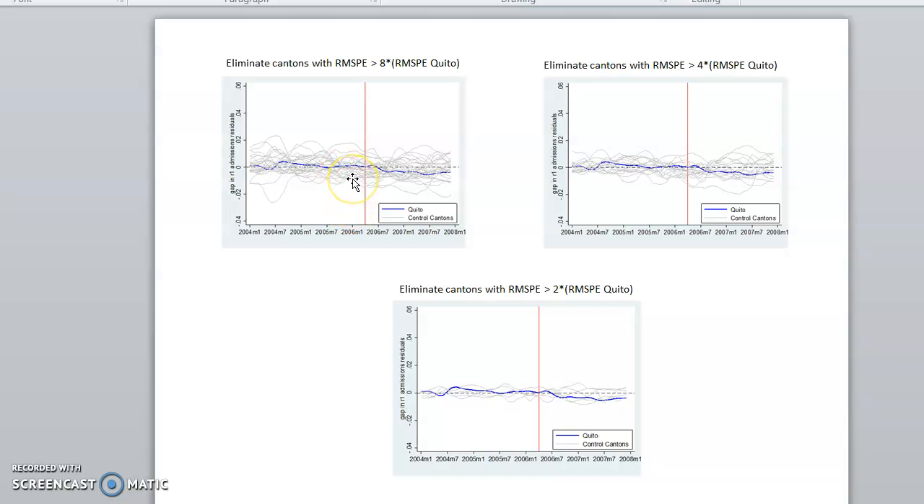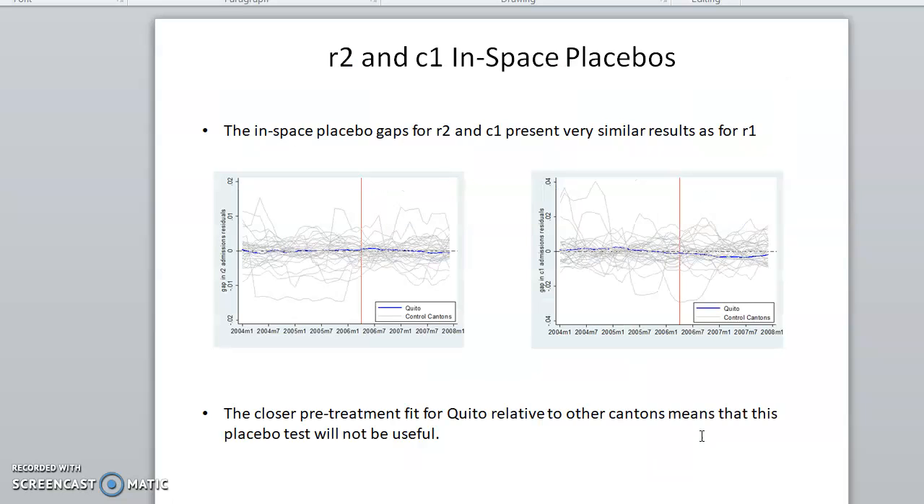So I follow Abadie 2010, and I eliminate the ones that have an RMSPE that is too large in comparison to Quito's. And then I'm left with about 5 or 6 cantons to compare with. But that's not a good comparison because it's not going to give me any assurance that what I'm seeing in Quito is rare. I can't say anything about the probabilities of having that result.